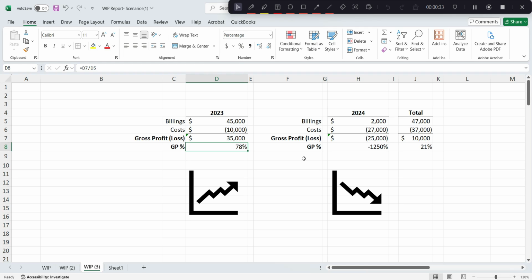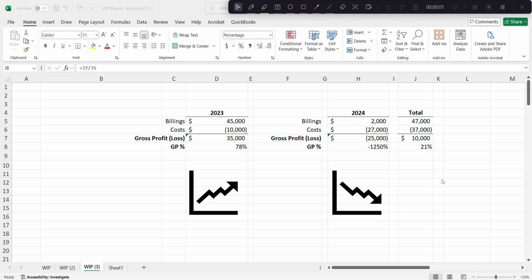Fast forward into 2024, when we complete the project, we had billings of $2,000 and costs of $27,000, leaving us a gross loss of $25,000 and a gross loss percentage of 1250. Now, when we combine the activity between the 2 years to show the project from beginning to end, we see that total billings were $47,000, total costs were $37,000, with total gross profit of $10,000, with a gross profit percentage of 21%.